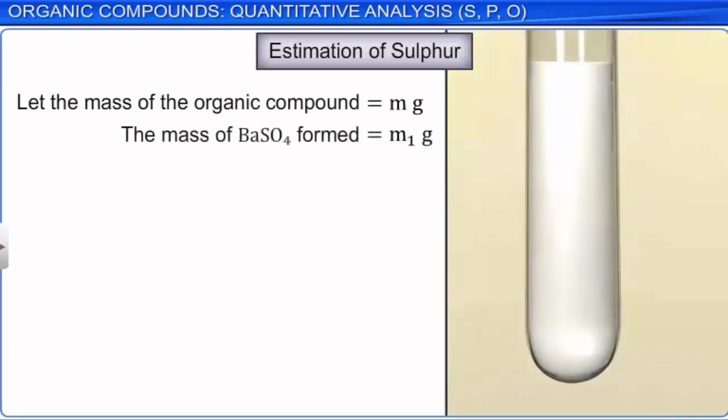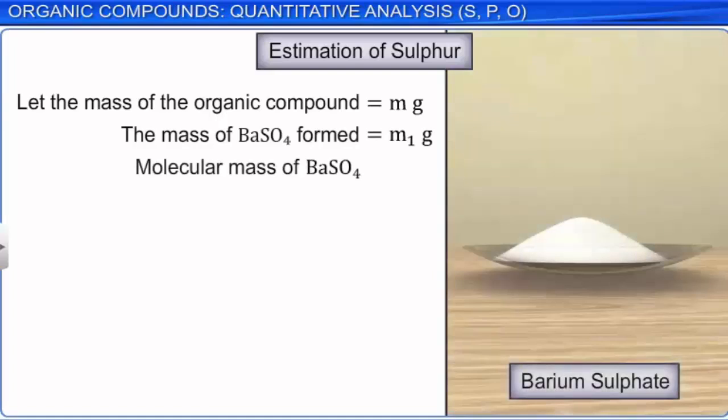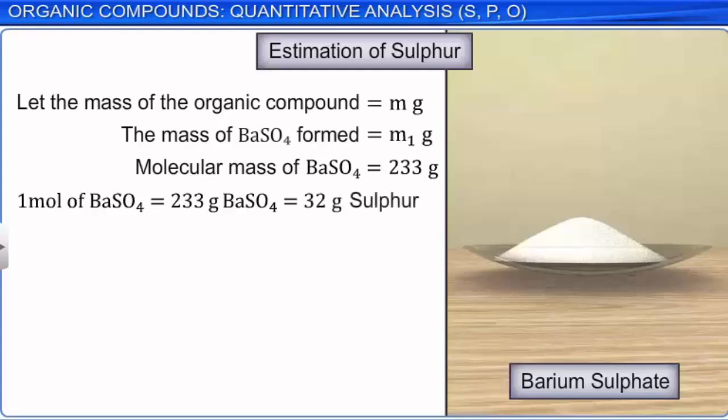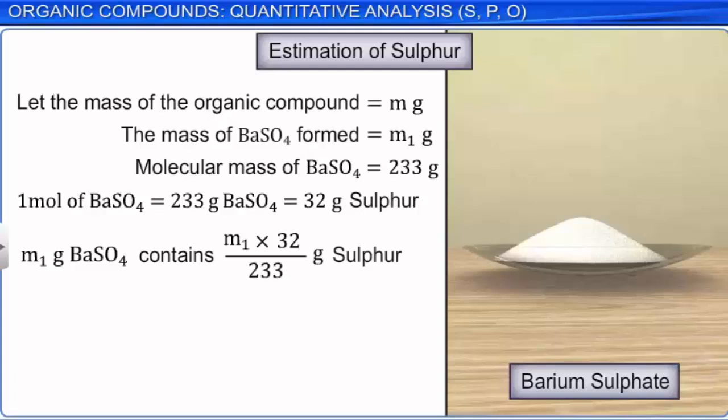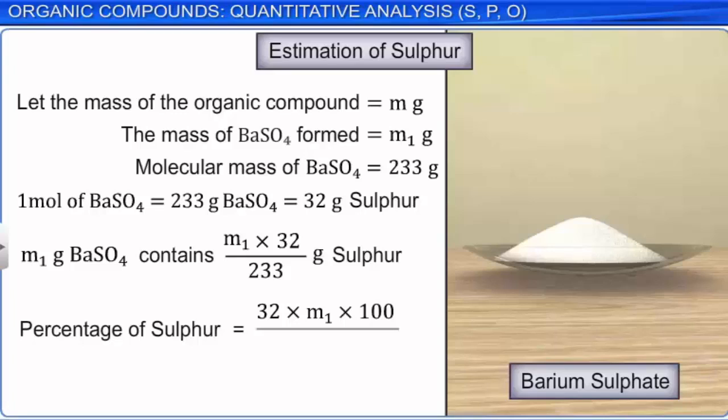We know that the molecular mass of barium sulfate is 233 grams. And the amount of sulfur in 1 mole of barium sulfate is 32 grams. Therefore, the mass of sulfur in m1 gram of barium sulfate is m1 multiplied by 32 divided by 233. Therefore, the percentage of sulfur in the compound is 32 multiplied by m1 multiplied by 100 divided by 233 multiplied by m.